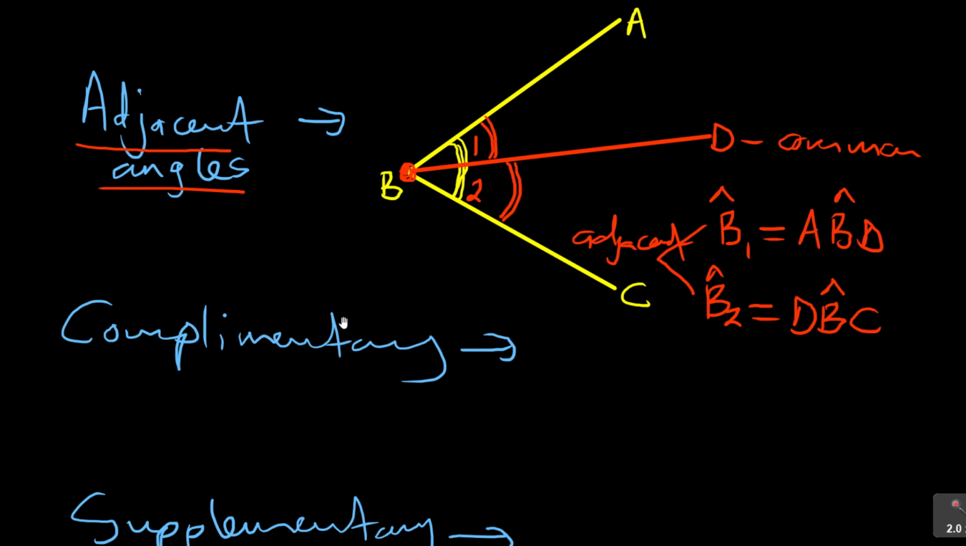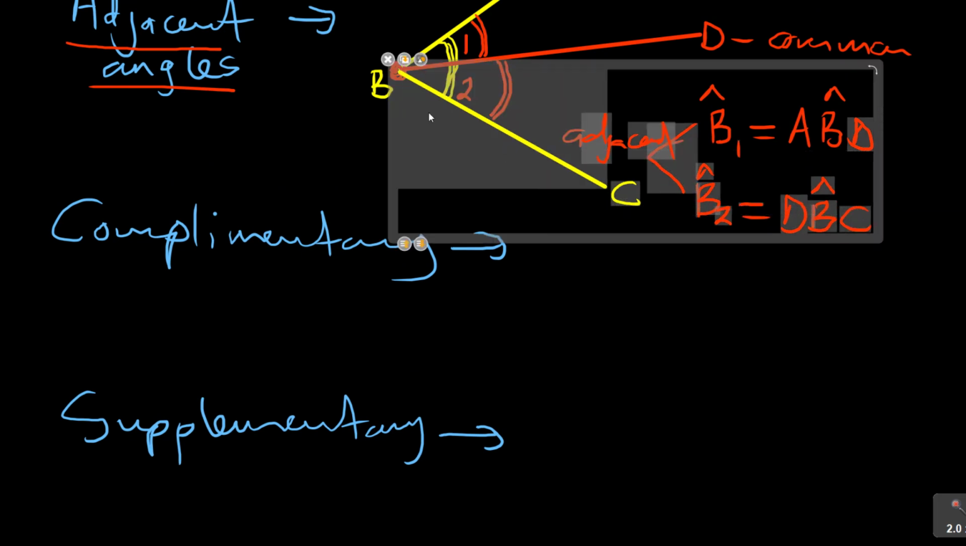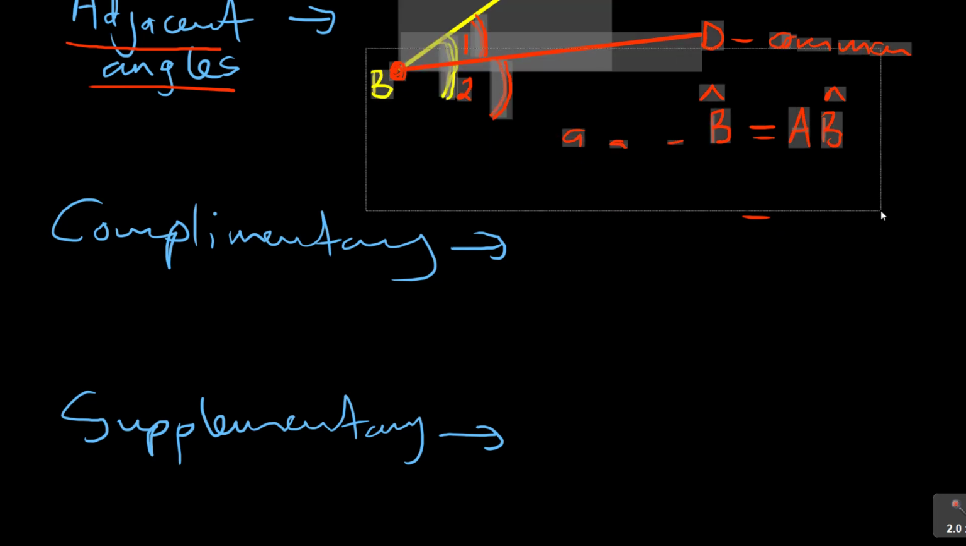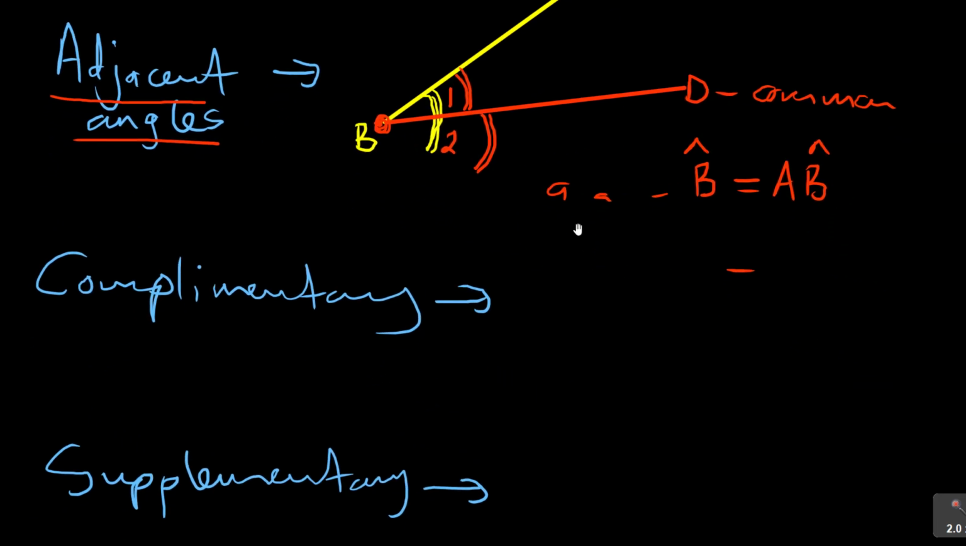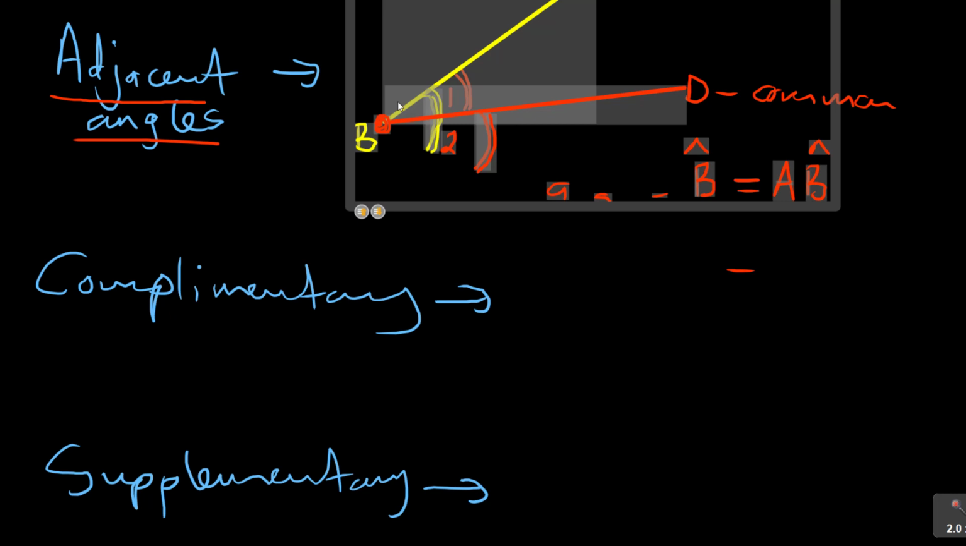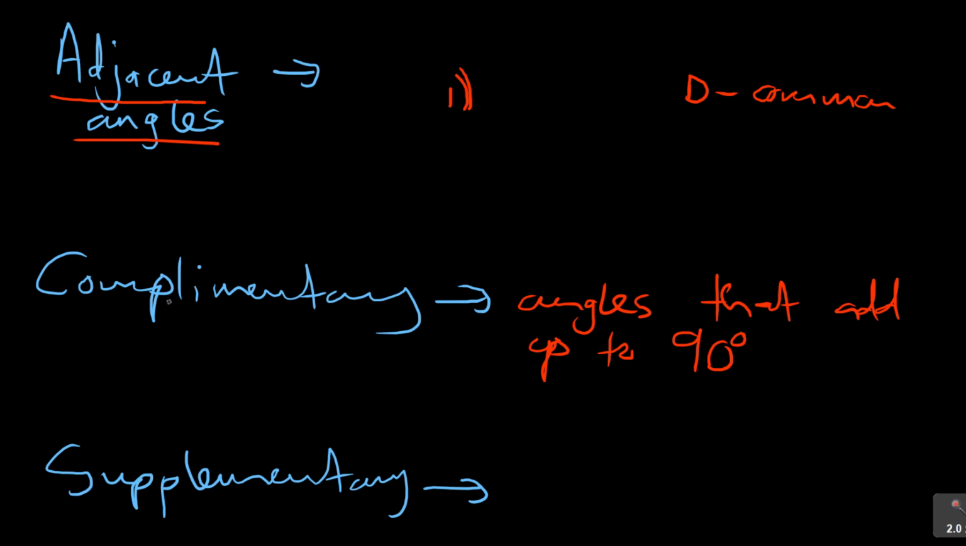The second part that I want you to be aware of is this word complementary. What does that word mean? So let's remove this and look at this other word, which is complementary. What do you think the word means when they're talking about complementary? The word complementary in this case means these are angles that add up to what? 90 degrees. So if I say complementary angles, you must actually see the 90 degrees there.